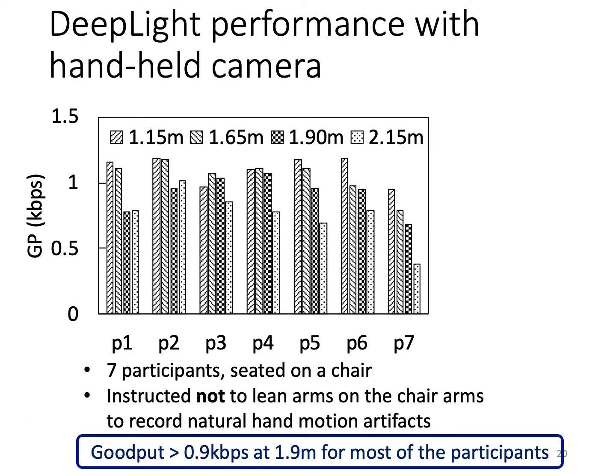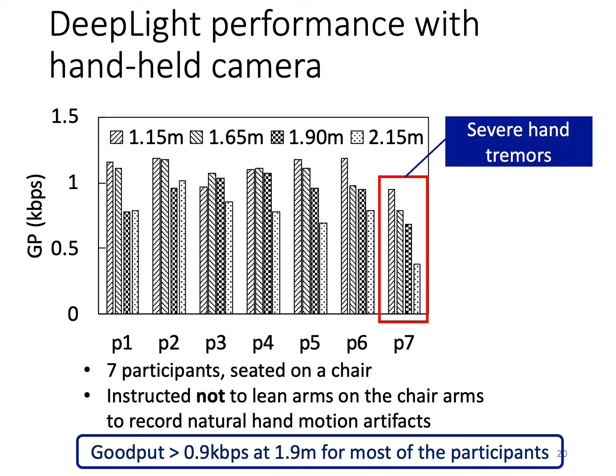We also conduct experiments with a handheld camera with real persons. We recruited 7 persons. Each time, a person sits on a chair at different distances, and we intentionally ask them not to rest their arms on the chair arms, to record natural hand motion artifacts. For most of the participants, the system achieved higher than 0.9 kilobits per second, even at a viewing distance of 1.9 meters. For P7, the performance is much lower as he has a severe hand tremor.